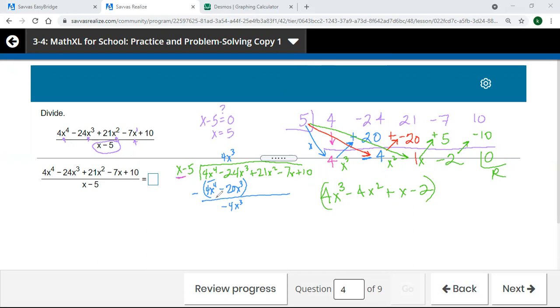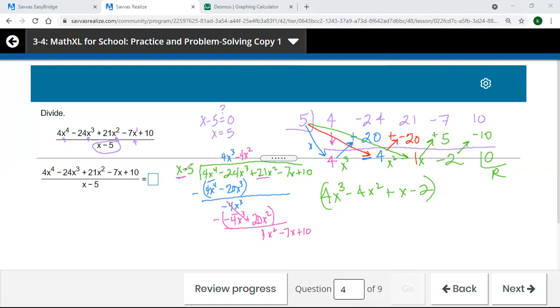Continuing here, x times what makes a negative 4x cubed? I'll say a negative 4x squared times the x is a negative 4x cubed. A negative 4x squared times the 5 is a positive 20x squared. And again, I'm subtracting this, so it's a negative 20x squared. These two cancel. Negative 20x squared combined with this gives me a 1x squared. Maybe I'll bring that other stuff down too. It's getting kind of a long ways up there to keep track of.